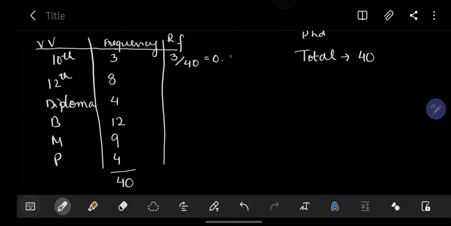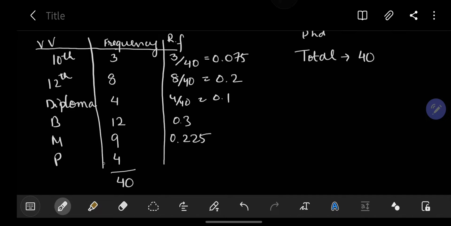It would be approximately 0.075, I suppose. Yeah. For 12th it would be 0.2, 4 would be half of that, so it would be 0.1. Similarly, this would be 0.3, this would be 0.225, and for postgraduate it would be again 0.1. So this is the total relative frequency. Again, we can make more and more further calculations on this topic.